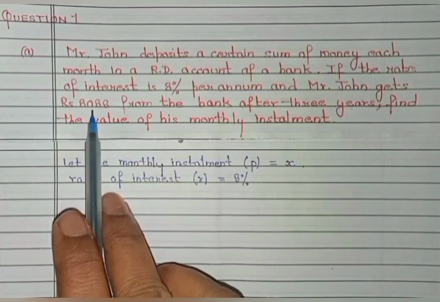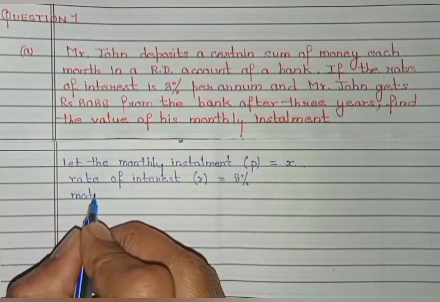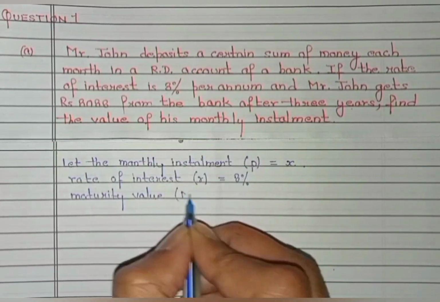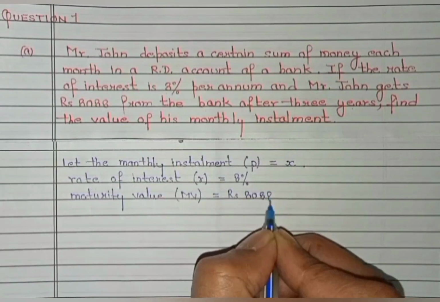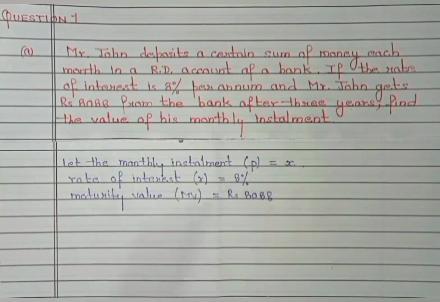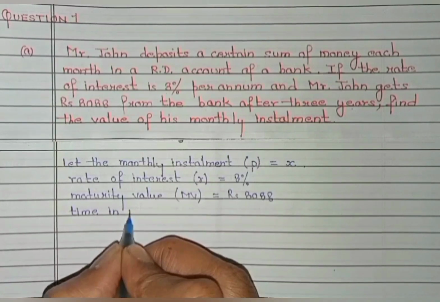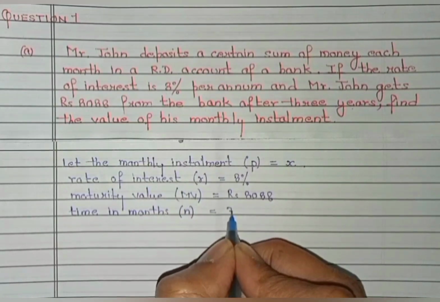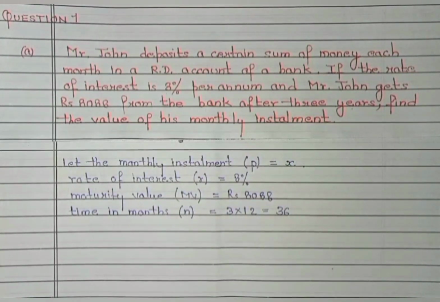Mr. John gets rupees 8,088 from the bank. So that's the maturity value given to you. Maturity value we represent by MV. It is given as rupees 8,088 and the time given to us is 3 years. So remember, time is always taken in months. So time in months, we represent it by n, and it is 3 into 12, 36 months.